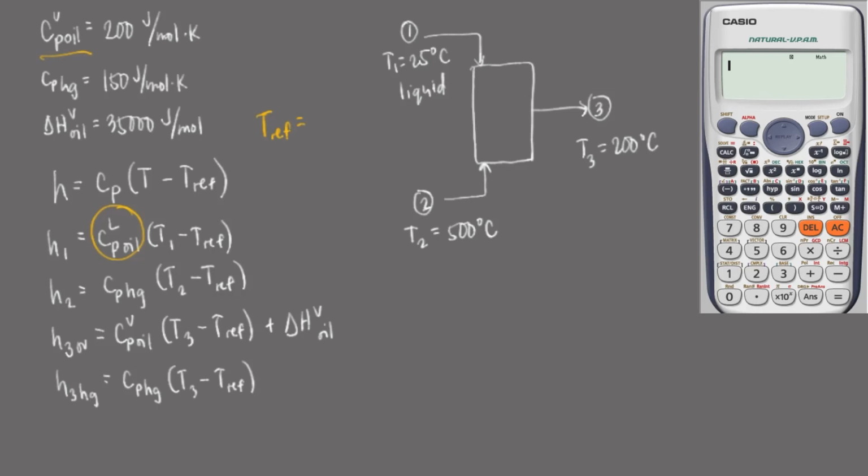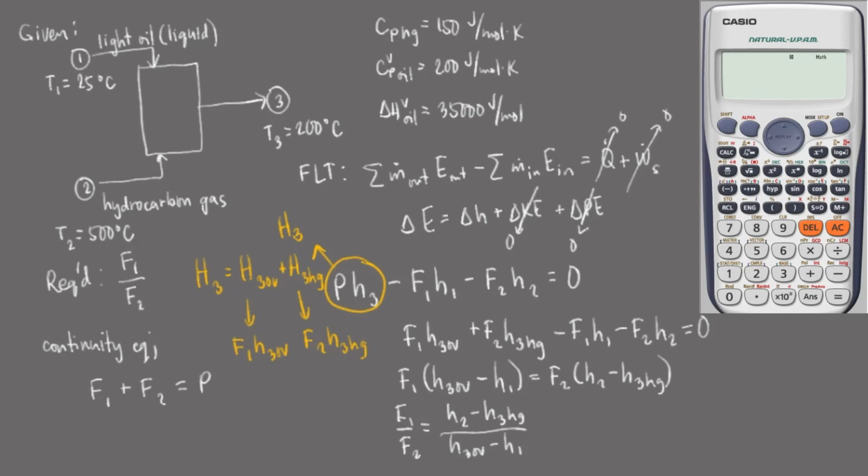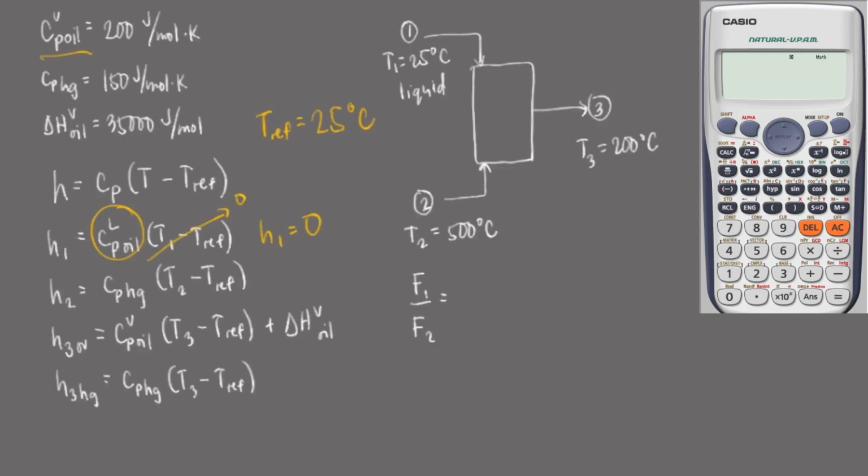Stream 1 is at 25 degrees Celsius. Therefore, if I set my reference temperature to be equal to 25 degrees Celsius, the delta T in H1 would simply be equal to 0. Therefore, we can say that H1 is equal to 0. That is one less term to worry about. Okay, so we are left with 3 enthalpy terms. Going back, we have earlier derived that our F1 over F2 ratio is equal to H2 minus H3 of the hydrocarbon gas over H3 of the oil vapor minus H1. But since we have determined H1 to be equal to 0, then we have simplified our equation. That is now H2 minus H3 for the hydrocarbon gas over H3 for the oil vapor.